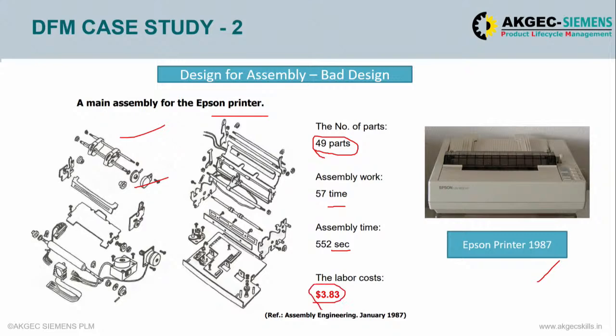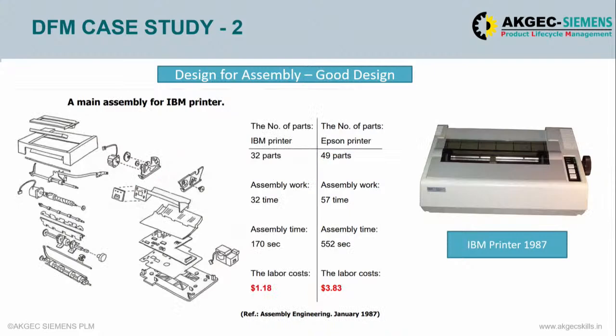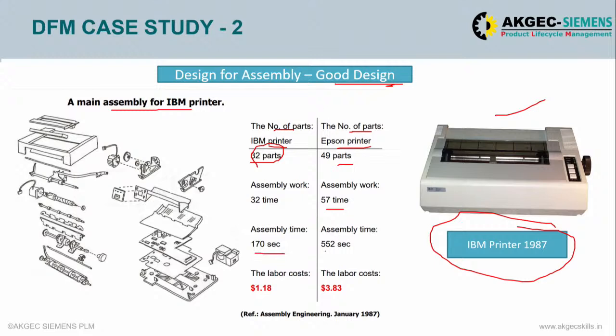So if we compare it with an IBM printer, here's the number of parts of the IBM printer and there are the number of parts of the Epson printer. The IBM printer was also launched in the year 1987, and it was also a dot printer, and it was designed for assembly. It was a good design. The main assembly of the IBM printer contained only 32 parts, compared with the Epson's 49 parts, and assembly work was only 32 times, while assembly work in the case of the Epson printer was 57 times. The total assembly time taken was 170 seconds, and for the Epson it was 552 seconds.